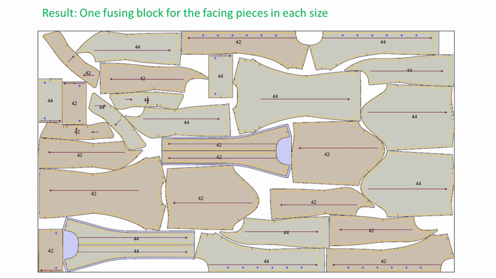And this is the result. AutoMarker has grouped the facing pieces and created a fusing block in each size.